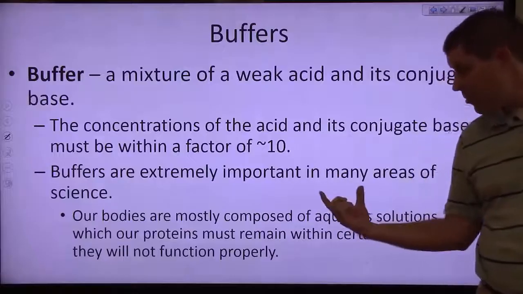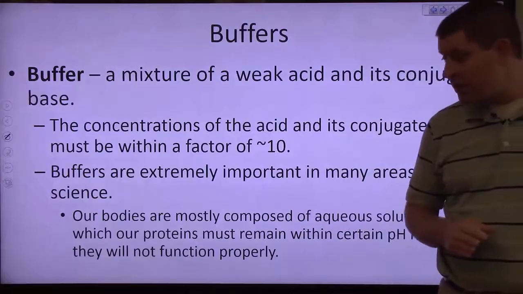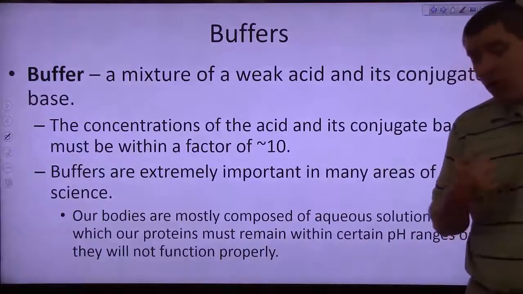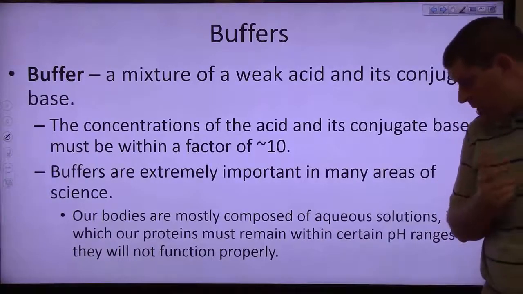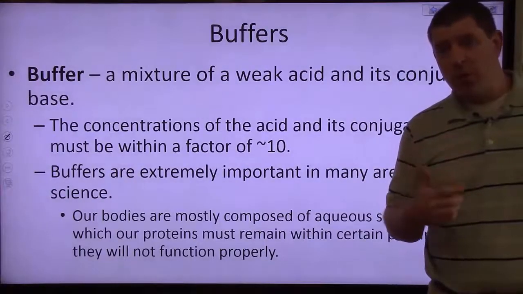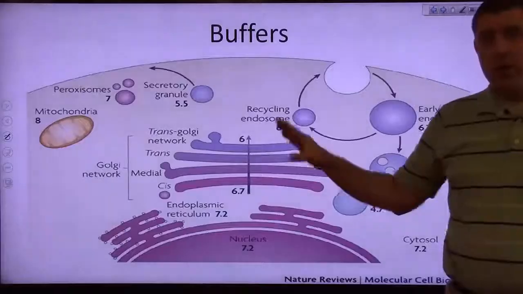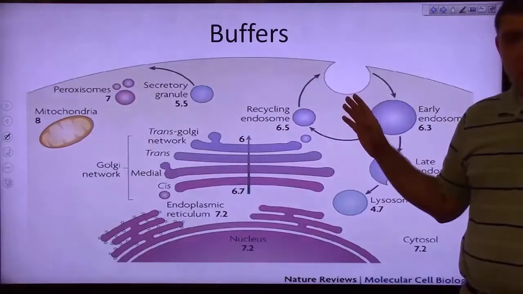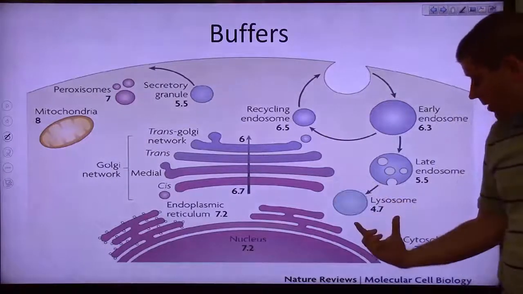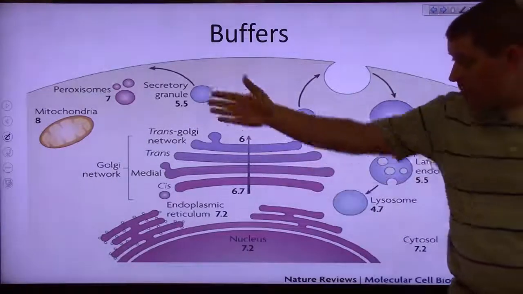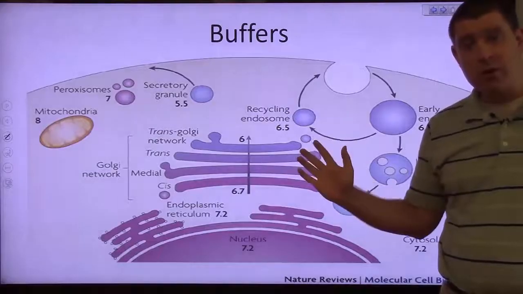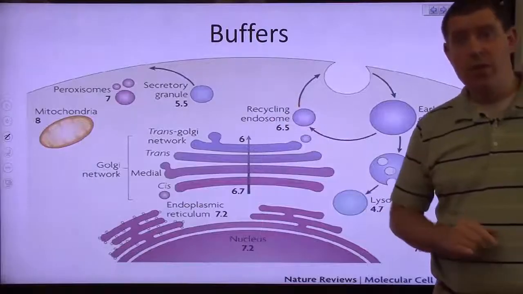Now buffers are extremely important in many areas of science, including our bodies. Our bodies are mostly composed of aqueous solutions in which our proteins must remain within certain pH ranges or they will not function properly. In other words, buffers are incredibly important biological tools. So you can see from this schematic of different portions of the cell that there are different pHs at different sites in the cell. They range from a low of about 4.7 up to 8. And so in different parts of the cell, we need to have buffers to keep the pH in those parts of the cell different from the pH in other parts of the cell.